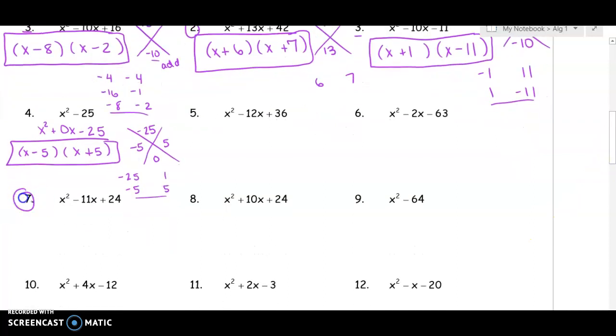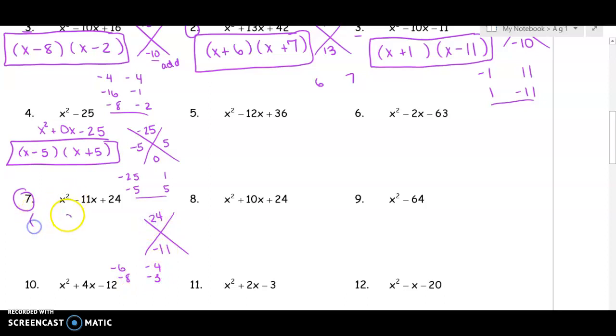For number 7, same thing. We're going to see what multiplies to be the last number, 24, and add to be the middle number. Notice it's a -11. So think about all the numbers multiplied by 24, but since it's got to add up to be a negative, we're going to have to use negatives. So like -6 and -4. That would multiply to be a positive and add to be a negative number, but it doesn't add to be -11. Let's see, -8, -3. That's going to add to be -11 and multiply to be 24.